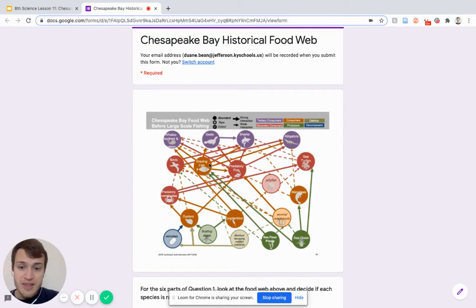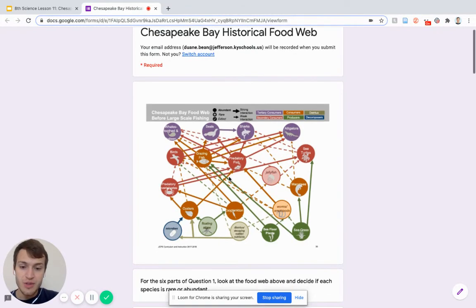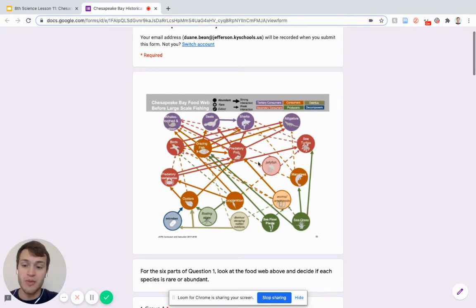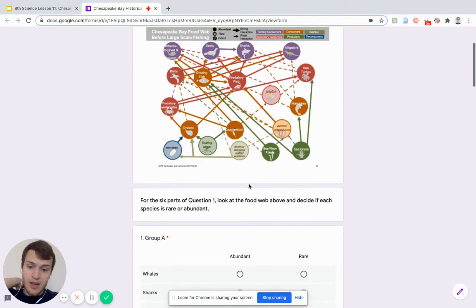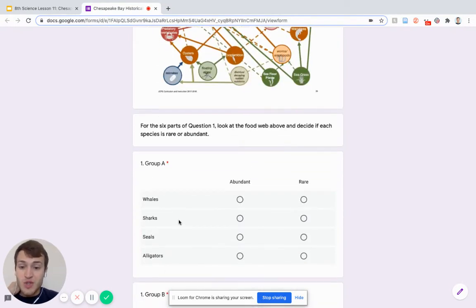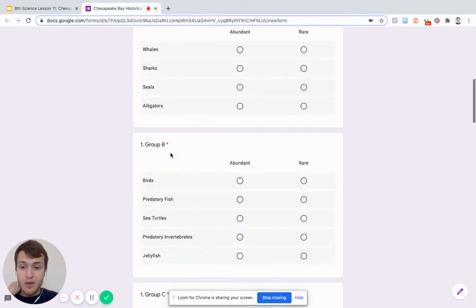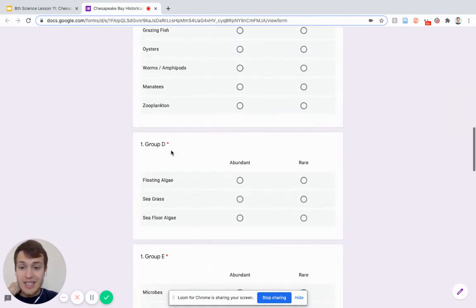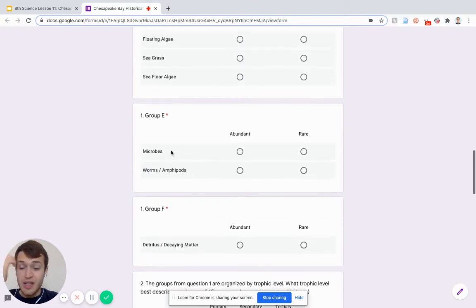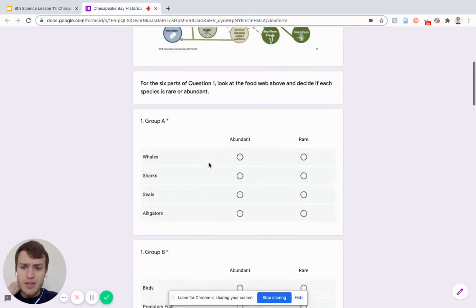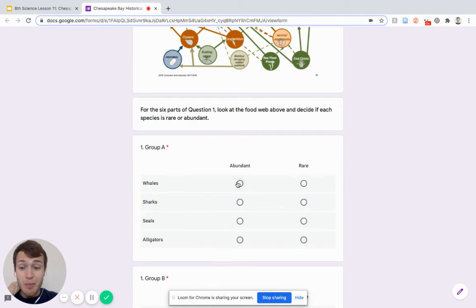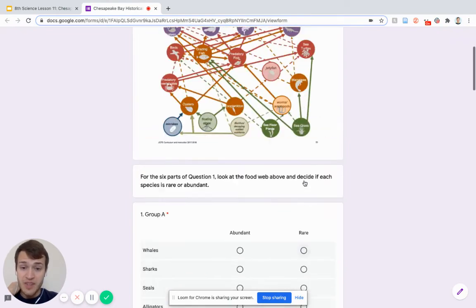At the top is the food web from 1700. There are two things that I want to explain about this worksheet and about this food web. First, question 1 is broken up into 6 parts: Group A, Group B, Group C, D, E, and then F. For each organism, I want you to decide if the organism is abundant or rare.